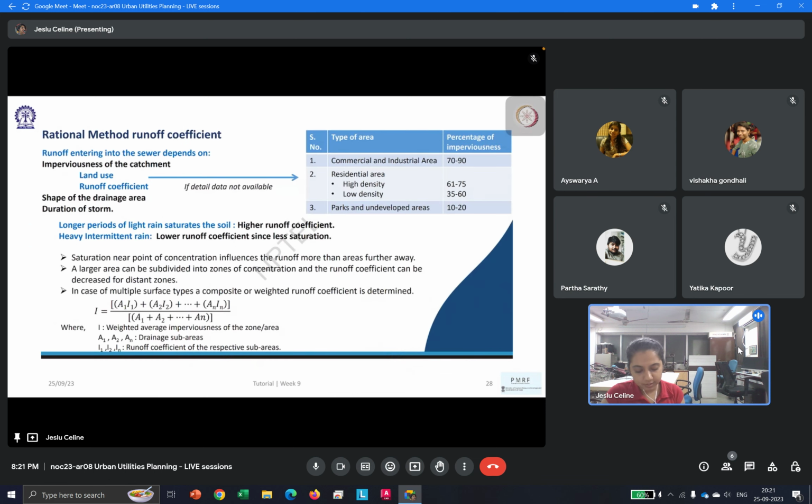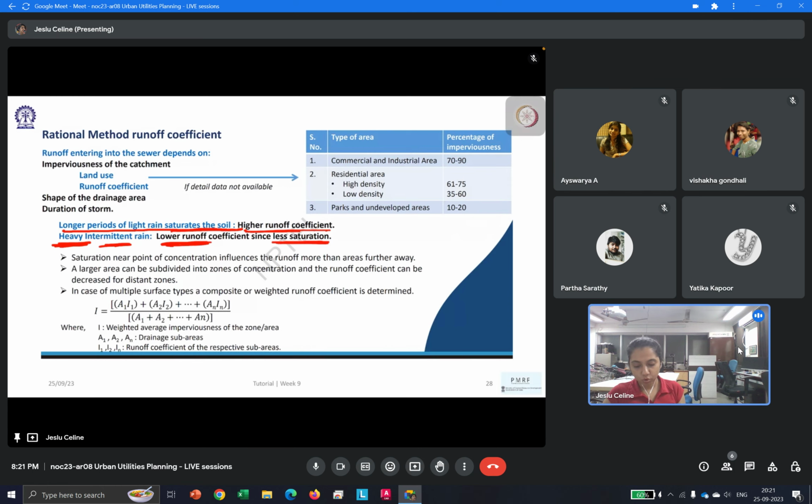So this is what we discussed. If it is longer periods of light rain, it saturates the soil and hence higher runoff coefficient. But if it's heavy continuous rain, it changes. If it's heavy intermittent rain, intermittent means it's not steady: it rains for some time and then there's no rainfall, or a very low intensity rain, then again high intensity rain. High intensity rains usually happen that way, for very short durations. In that case, it can be a lower coefficient because there would be less saturation; whatever is there immediately goes as surface runoff. It doesn't get enough time to saturate the soil.